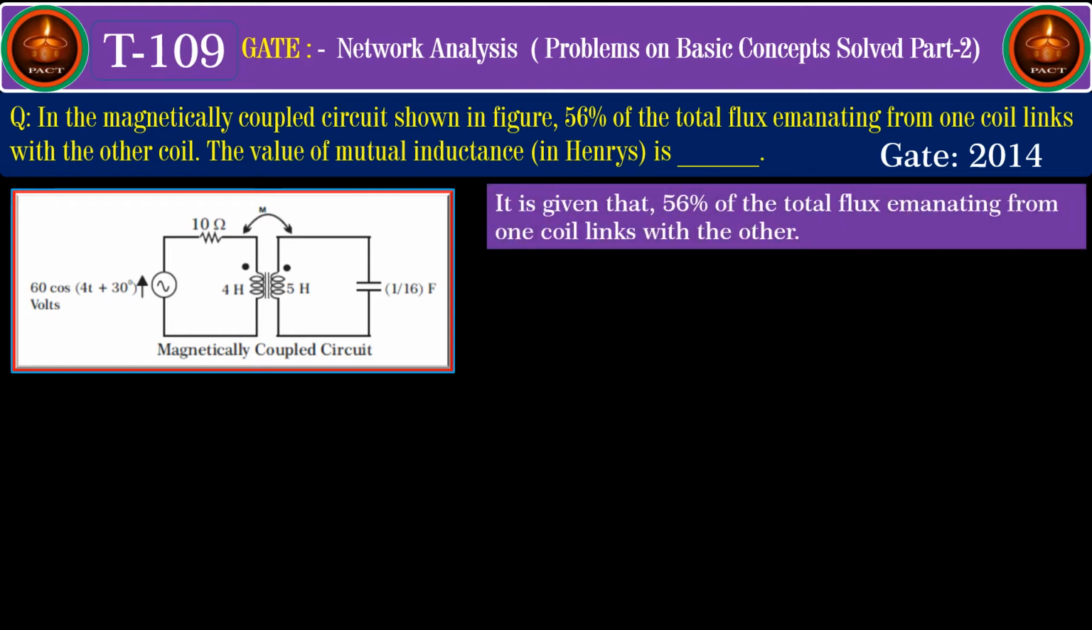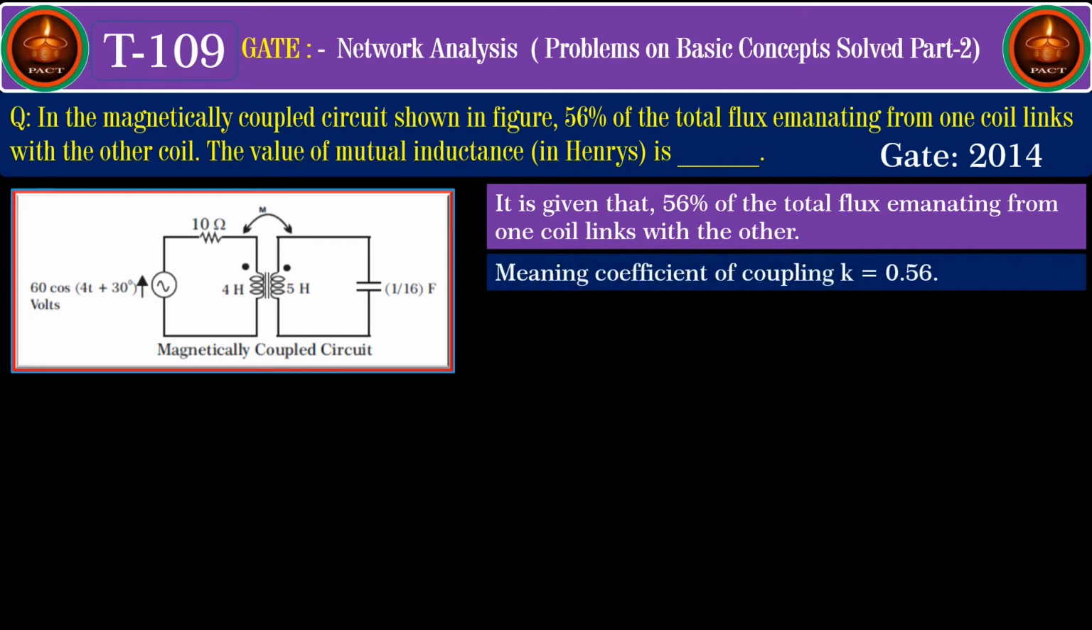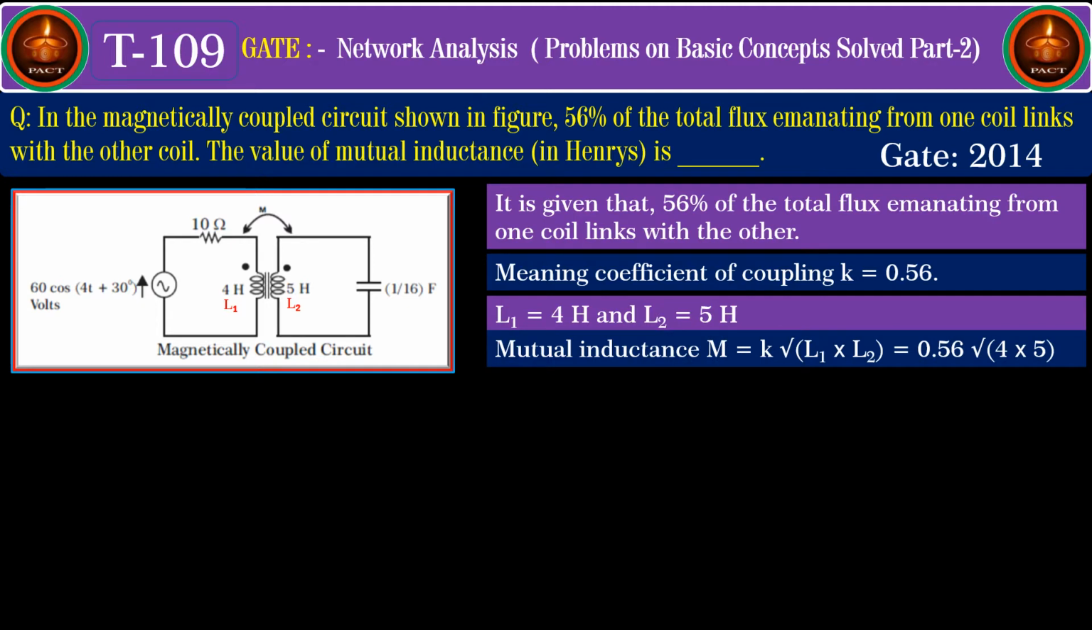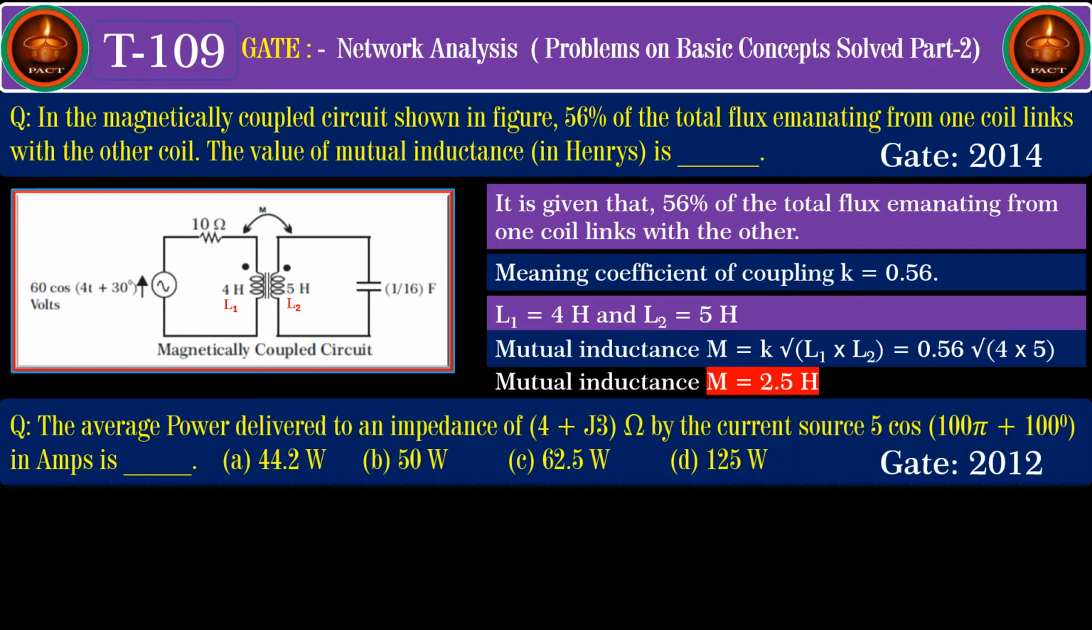It is given that 56% of the total flux emanating from one coil links with the other, meaning K is equal to 0.56. And also we know that L1 is equal to 4 Henries and L2 is equal to 5 Henries. So, mutual inductance M is equal to K into root L1 L2. By solving, we get M is equal to 2.5 Henries. Very simple problem. So, next we shall solve another question from GATE 2012.